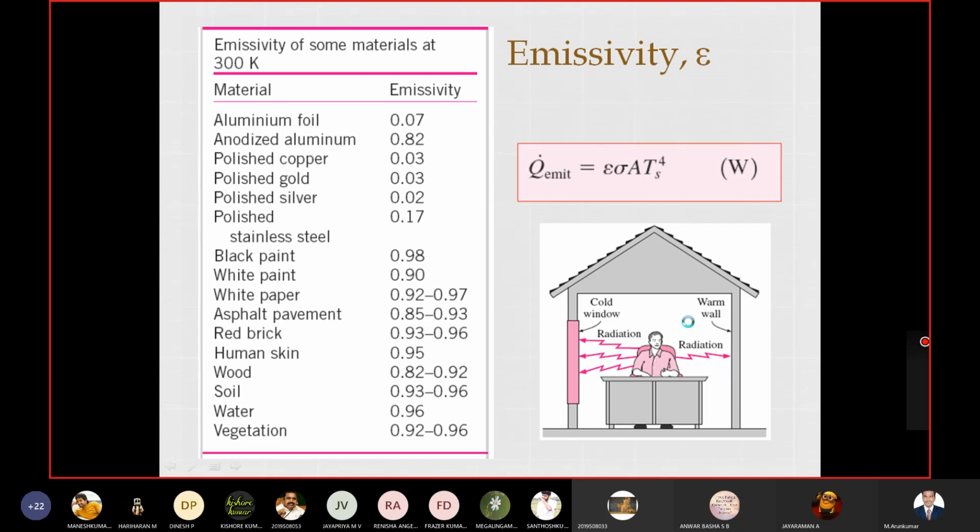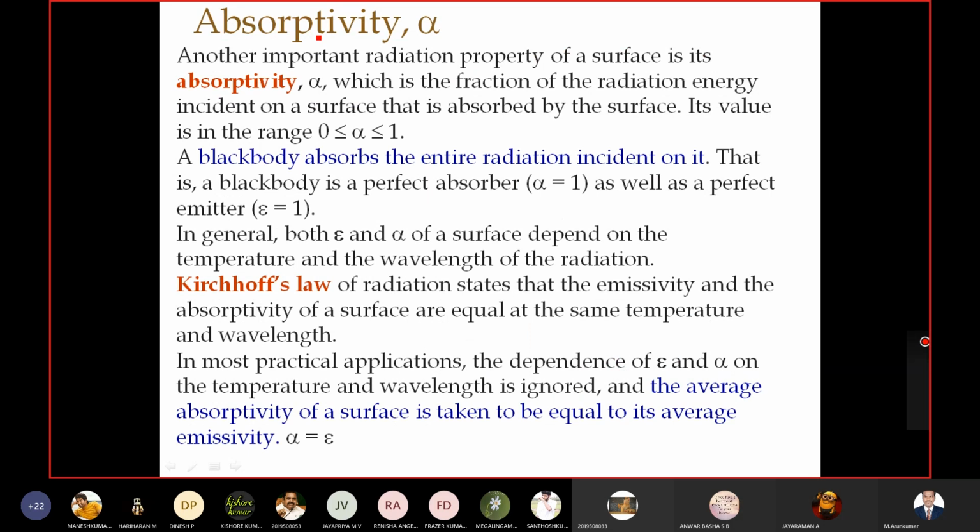Also there is another term, absorptivity alpha, which is the fraction of radiation energy incident on a surface that is absorbed by the surface. Its value is also in the range 0 to 1. A black body absorbs the entire radiation incident on it. That is, a black body is a perfect absorber as well as a perfect emitter. So a black body has alpha value 1, and also epsilon value 1.